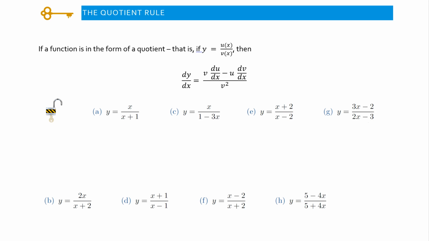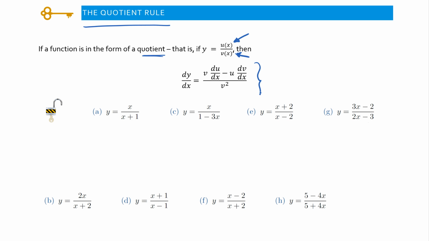Hello mathematicians, let's have a look at the last of our rules for a little while, and that is the quotient rule. So clearly this one's about when the function is written in the form of a quotient. That is, y is one function of x divided by another function of x. And again, this rule, while it looks complicated, and I suppose it is, is on your reference sheet.